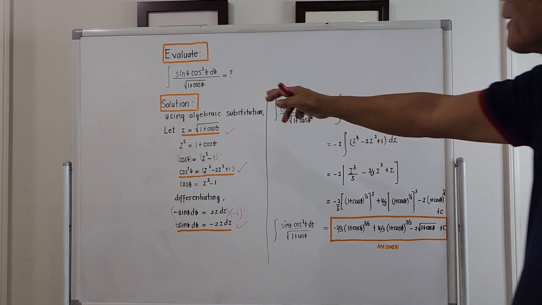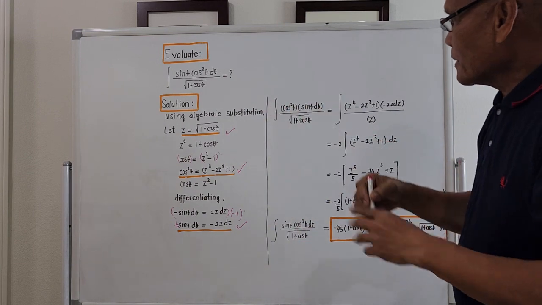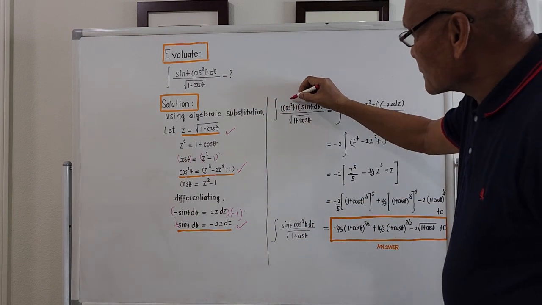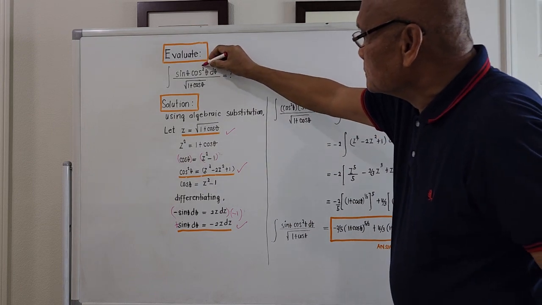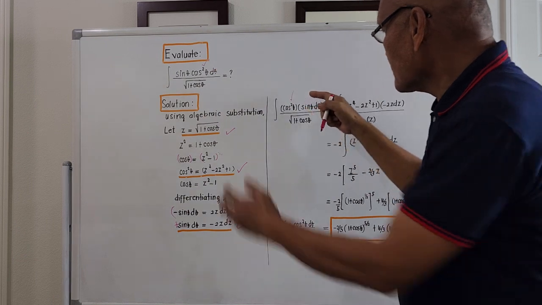I will rewrite the given integral. I will just rearrange. I will write first cosine square of theta, then take the product of sine of theta, d theta as one quantity.